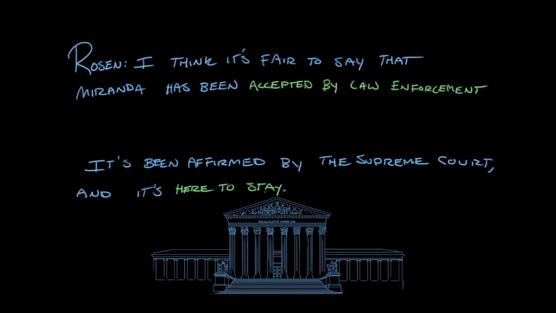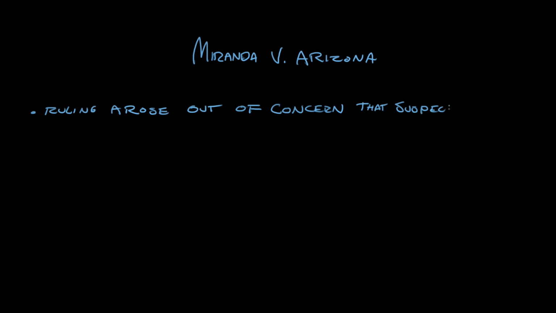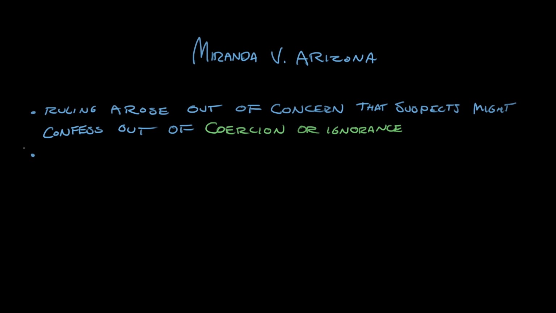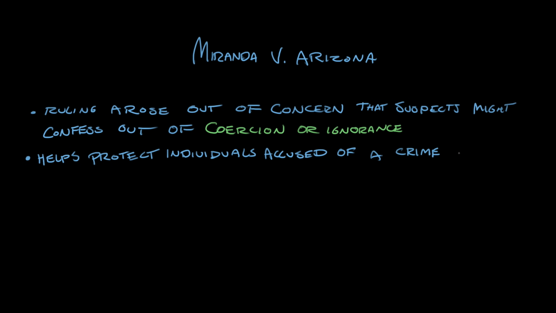So we've learned that the ruling in Miranda versus Arizona arose out of concern that suspects in police custody might confess out of coercion or lack of knowledge about their own rights. The decision in Miranda that suspects must be informed of their rights helps to protect individuals accused of a crime from surrendering their Fifth Amendment right not to self-incriminate.